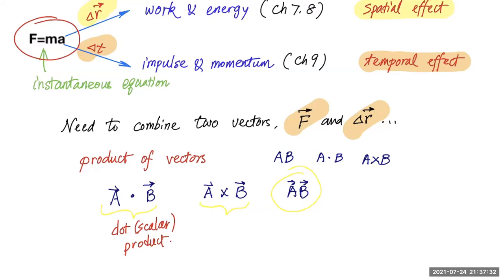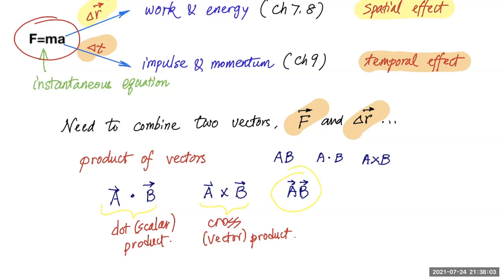And you will find that even though the outcome is defined to be a scalar, it is actually very useful. It appears in many formulas in physics and engineering. That's where we use it. Similarly, the second one is called cross product because of the symbol we use. It's otherwise known as a vector product, because the outcome is defined as a vector. We will not see that until chapter 11.